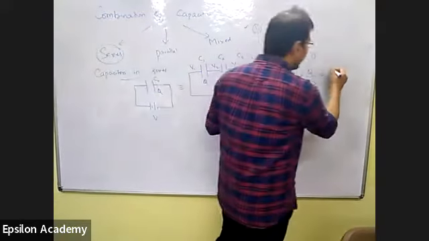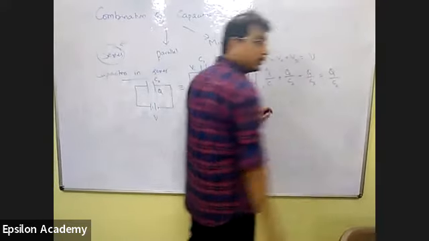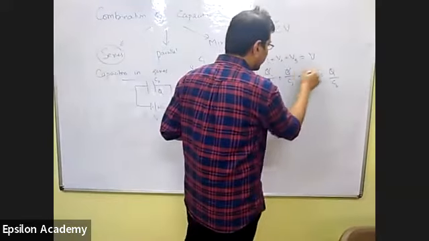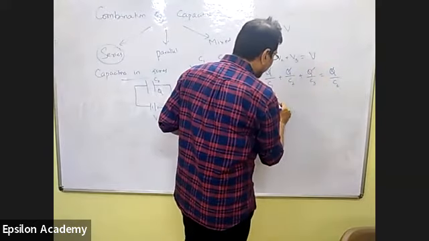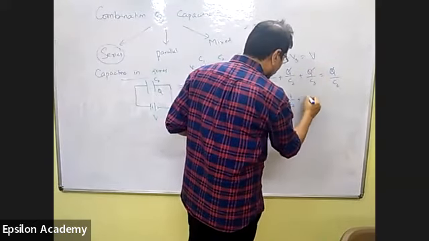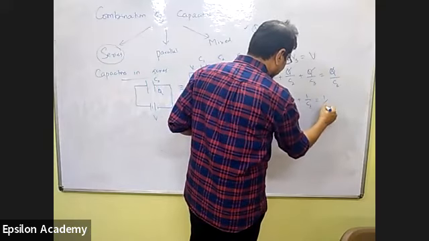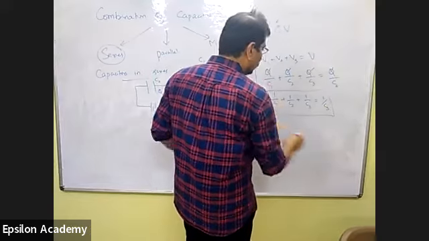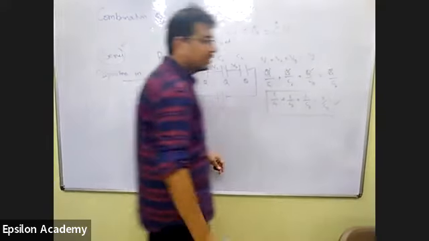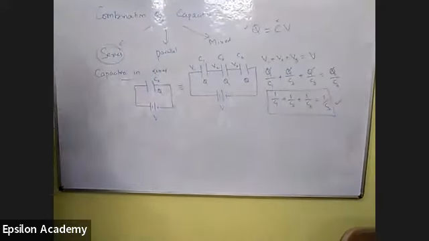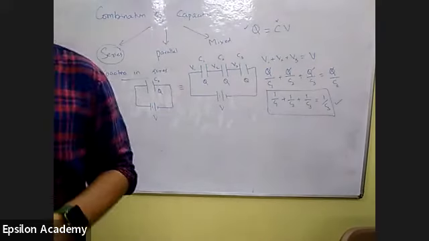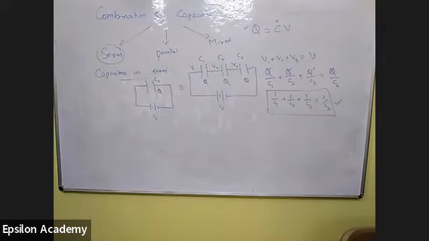So here can I write it as Q divided by CS? So what will get cancelled? Q itself is lost. So 1 by C1 plus 1 by C2 plus 1 by C3 will be equal to 1 by CS. So this is something similar to what has happened in resistors in parallel. So capacitors in series is a similar scenario of resistors in parallel. Okay, is it clear?